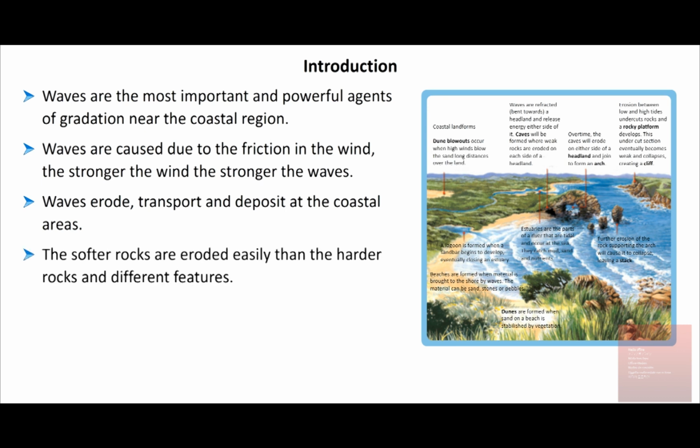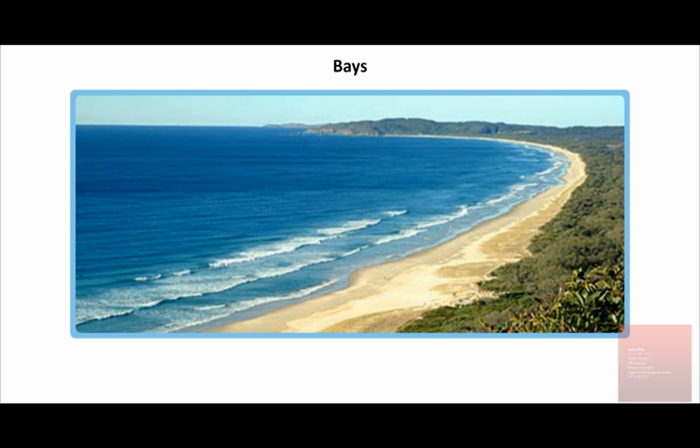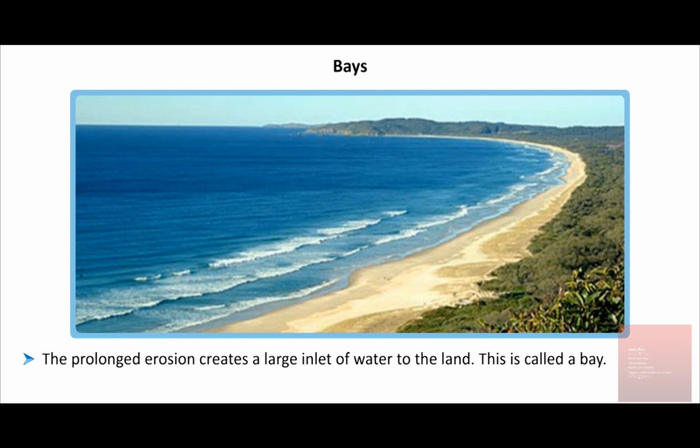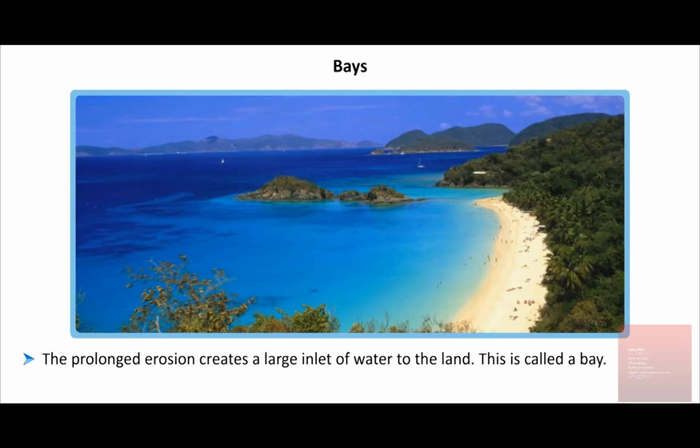The softer rocks are eroded more easily than the harder rocks, forming different features. Bays. In the coastline, continuous wave action hits the rocks of various resistances and causes erosion. The prolonged erosion creates a large inlet of water into the land. This is called a bay. For example, Bay of Bengal, Hudson Bay.